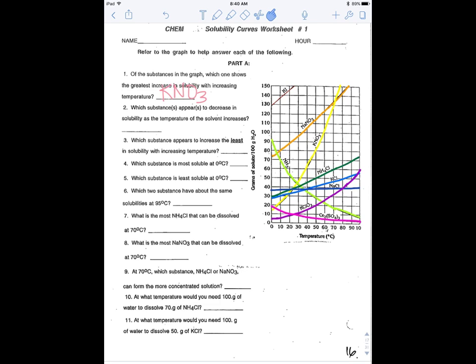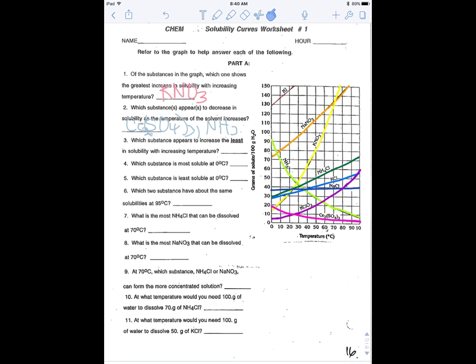All right, and then which ones decrease? We want to look for the ones that are going down, okay? So we got a couple here that are actually going down. So those are just some basic questions. So we got the CeSO4, and then we've got NH3.